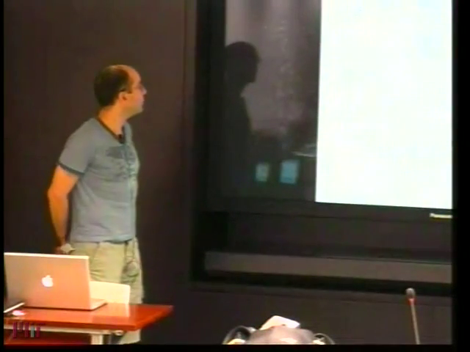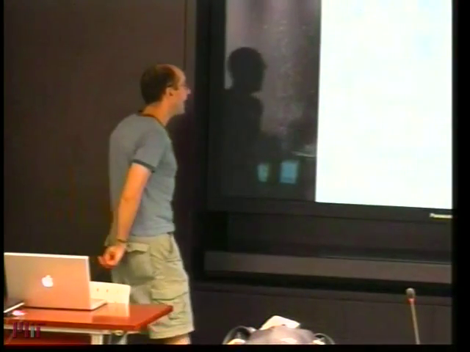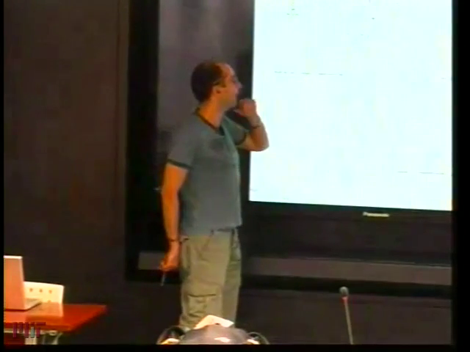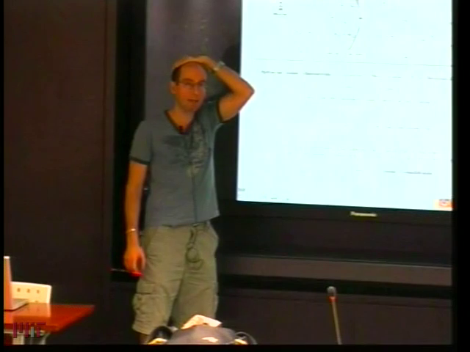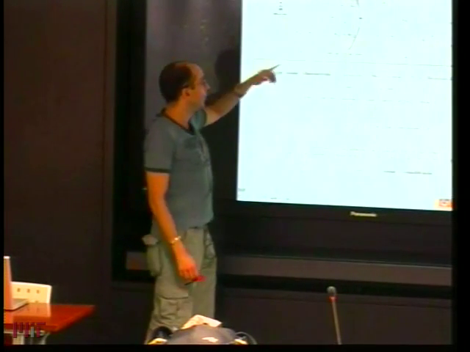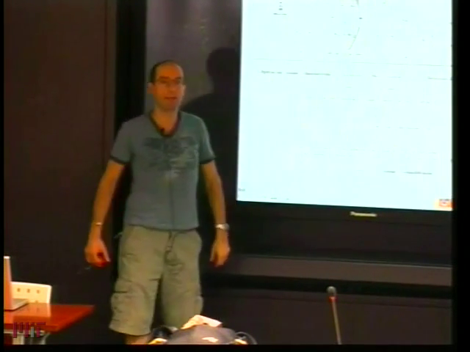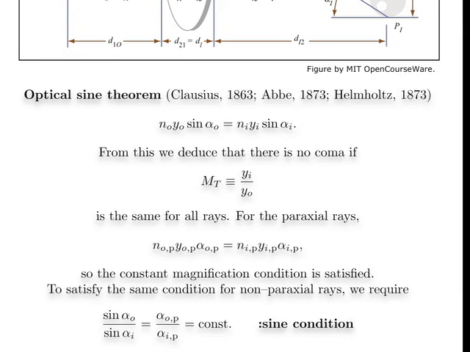So the sine condition follows from another result called the optical Sine Theorem. Interestingly, for those of you who are mechanical engineers and know thermodynamics, this theorem was proven by a kind of hero of thermodynamics, Clausius. I think there's something called the Clausius inequality, a very big important result in thermodynamics. He proved it first, and then two other people associated with optics more closely, Abbe and Helmholtz, derived it independently 10 years later.